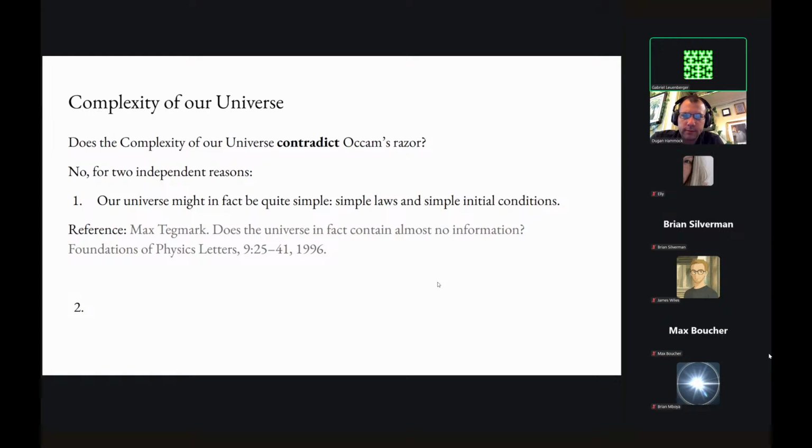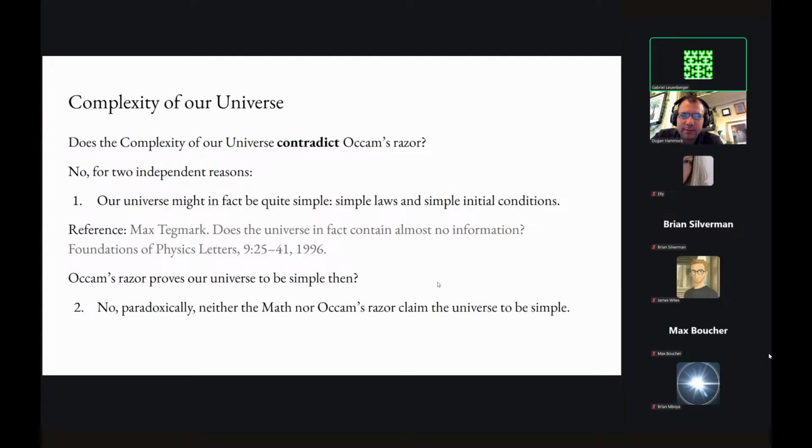Max Tegmark has pointed it out in some paper you can see here. And second, there's an independent reason. Well, actually, is Occam's razor strong enough to prove that our universe is simple? Not really. You can also see that Isaac Newton in the beginning of my talk actually had two different versions of Occam's razor, essentially a weaker one and a stronger one. And here it's only a proof of the weaker version. It doesn't prove here that the universe must be simple.